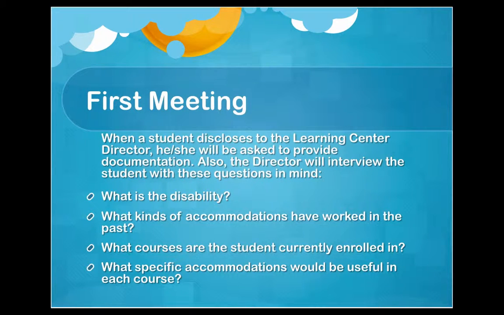When a student discloses to the Learning Center director, he or she will be asked to provide documentation. Also, during the first meeting, the director will interview the student with these questions in mind. What is the nature of the disability? What kinds of accommodations have worked in the past? What courses are the student currently enrolled in? What specific accommodations would be useful in each course?